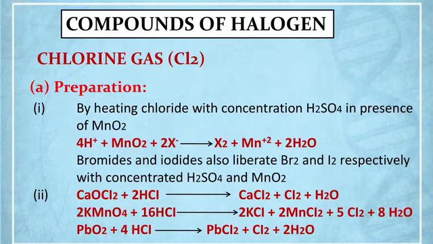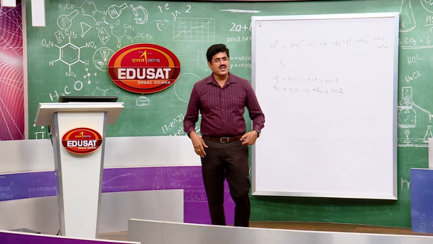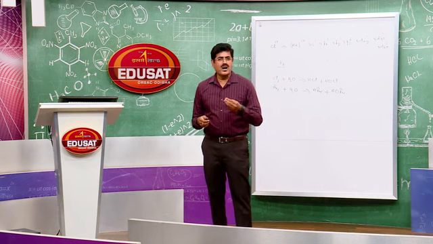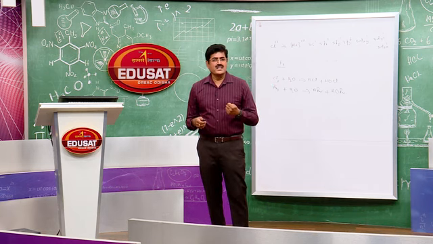Compounds of halogen. The physical and chemical properties are over now. Now we will discuss the compounds of halogen. The first compound of halogen in our syllabus is chlorine gas, Cl2. Students, do you know you have already prepared chlorine gas in the laboratory? Let me refresh you on how you prepared chlorine gas in the laboratory.